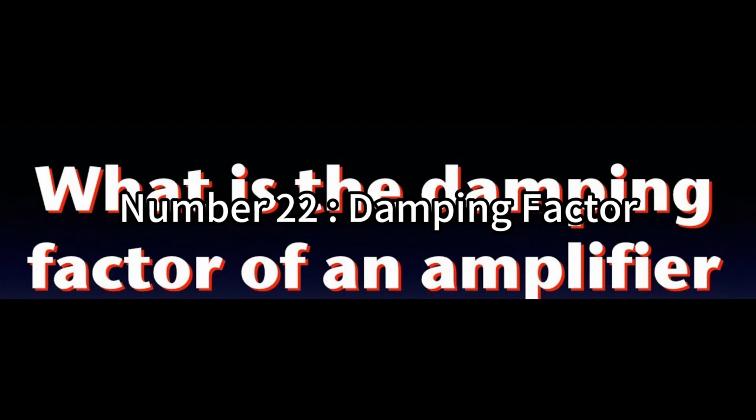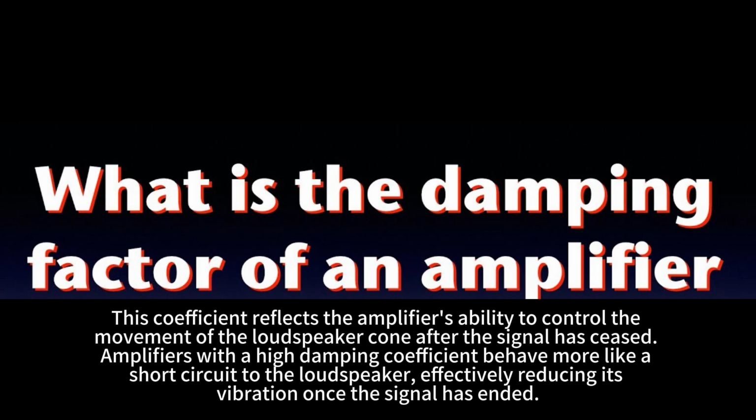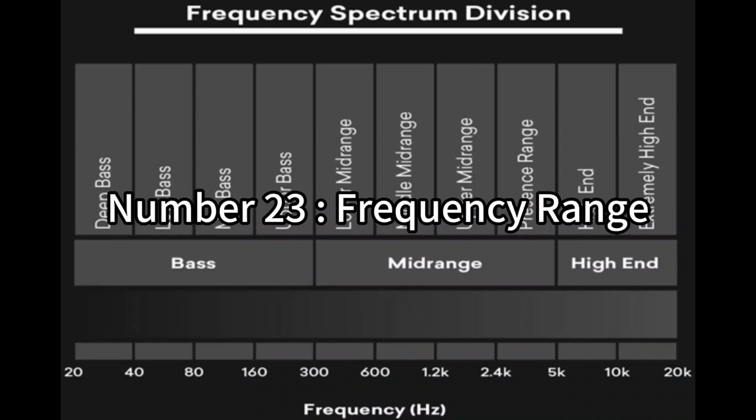Number 22. Damping factor. The damping factor measures the ratio between the amplifier's rated loudspeaker impedance and the power amplifier's impedance. A significant damping coefficient indicates the power amplifier's low output resistance. This coefficient reflects the amplifier's ability to control the movement of the loudspeaker cone after the signal has ceased. Amplifiers with a high damping coefficient behave more like a short circuit to the loudspeaker, effectively reducing its vibration once the signal has ended.